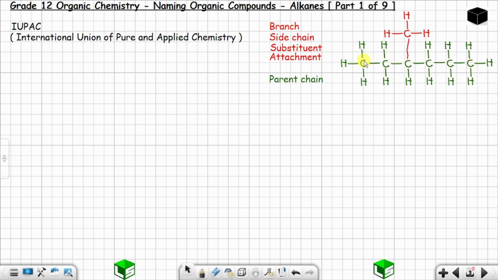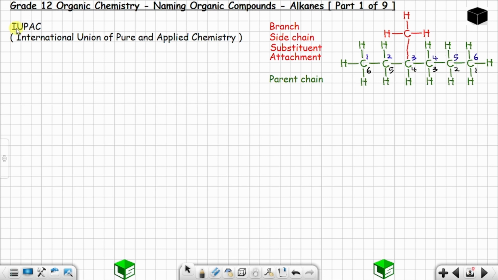Should I number it from left to the right or from right to the left? If I number the longest chain from left to the right, this will be carbon number 1, and this will be carbon number 2, 3, 4, 5, and 6. But if I number it from right to the left, this will be carbon number 1, and this will be carbon number 2, 3, 4, 5, and 6. So which one is the correct way of numbering the longest continuous chain?